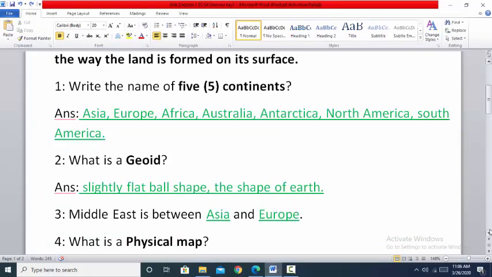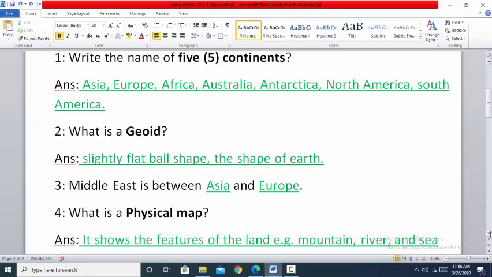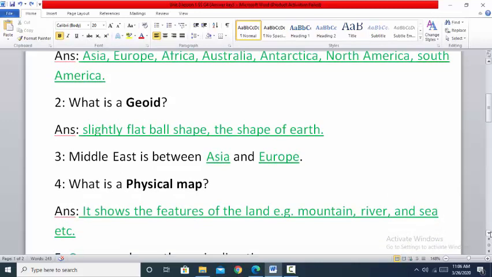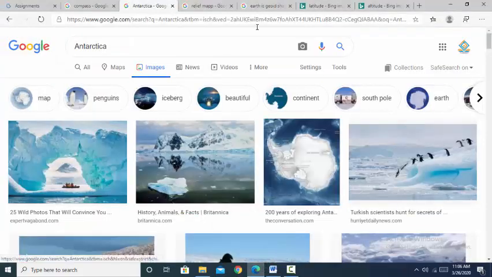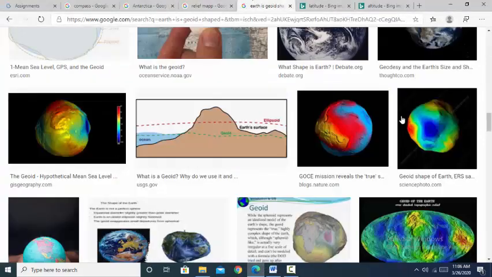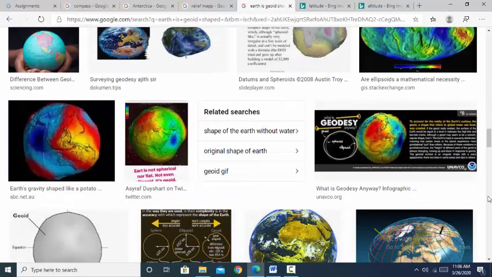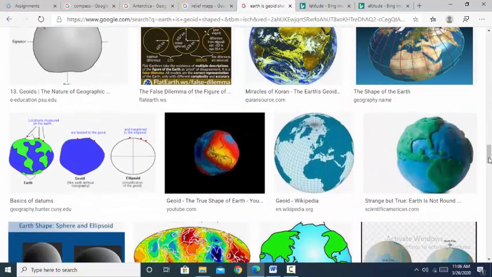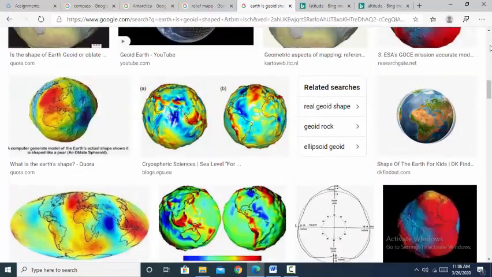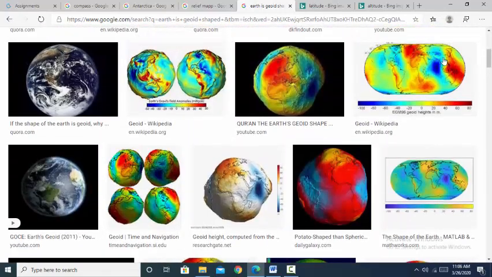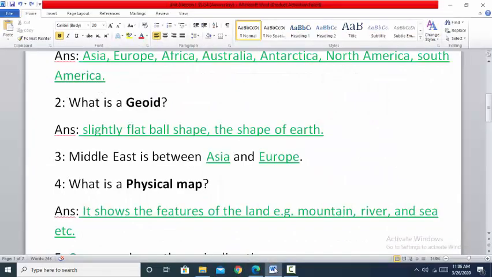What is a geoid? What is meant by a geoid? It's a slightly flat ball shape, the shape of the Earth. This is the term geoid. It's like a flat part. This is the shape of the Earth. This is how it looks. So a geoid is a slightly flat ball shape, the shape of the Earth.